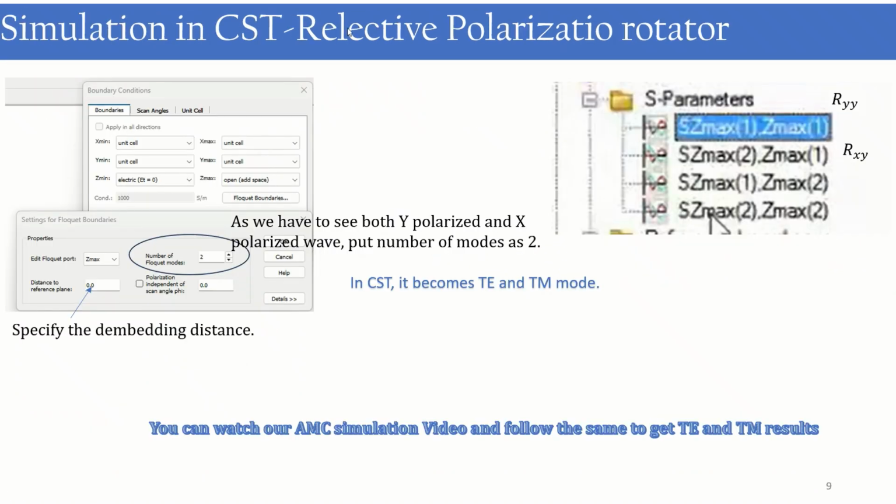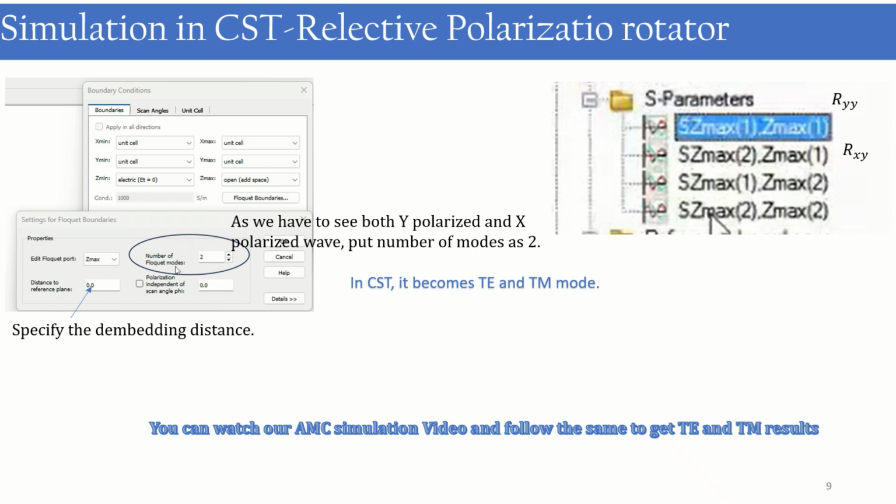converters. This one was included just to give some idea about how the CST simulation is done for the reflective polarization rotator. So you can use the frequency domain solver and you can use unit cell boundary conditions, and in distance to reference plane you can use the de-embedding distance. And one important thing is you have to use two Floquet modes because we have to consider both x and y polarized waves, because the y-polarized wave is getting converted into an x-polarized wave or vice versa. So we have to analyze two modes.